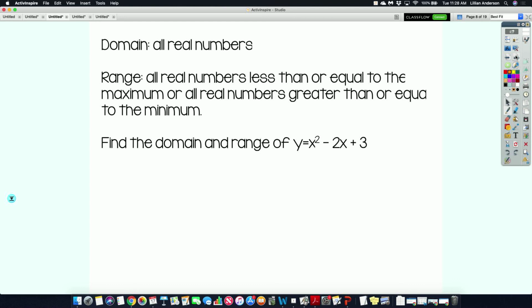The range is all real numbers either less than or equal to the maximum, or all real numbers greater than or equal to the minimum. So what does this mean? This basically means that you don't really need the entire graph to know what the domain and range is, okay? First off, the domain for any quadratic is always going to be all real numbers, okay? So it doesn't matter if it's x squared minus 2x plus 3 or -5x squared plus 15x minus 21. The domain is always going to be what? And you can write that in set notation or interval notation, whichever one you feel more comfortable. Tell me, which one am I writing this in?